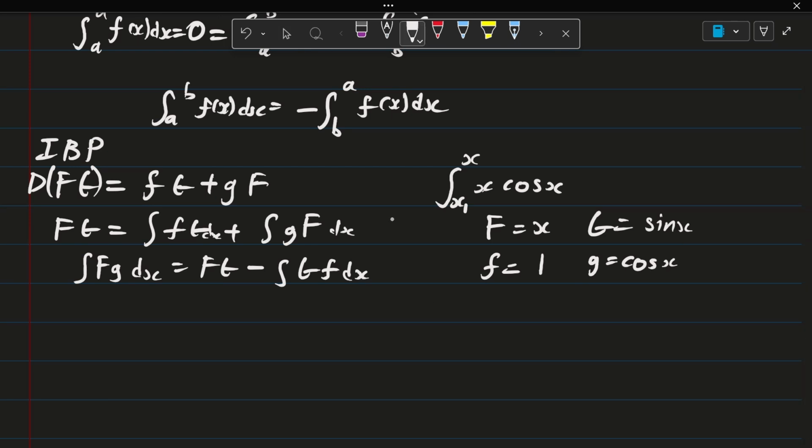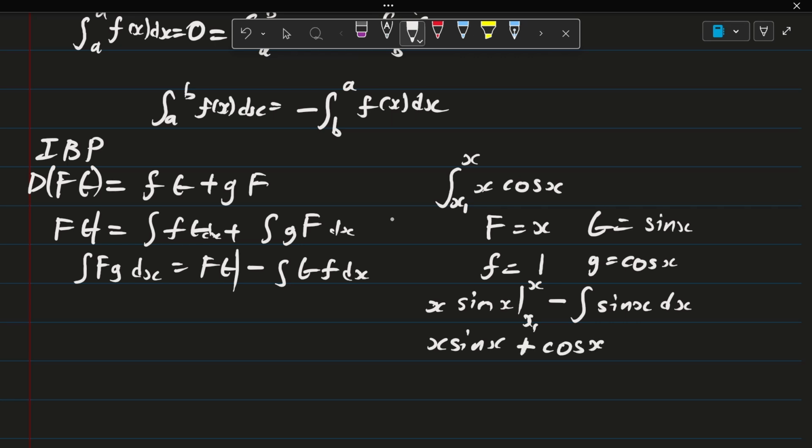So what we eventually get is that this integral can be transformed into f times G, or x sine x, evaluated from x1 towards x, and subtract that by the integral of the small f, which is 1, and G, which is sine x, dx. So this will be x sine x minus cosine x, evaluated from x1 towards x. So you could see that it actually makes it much simpler.